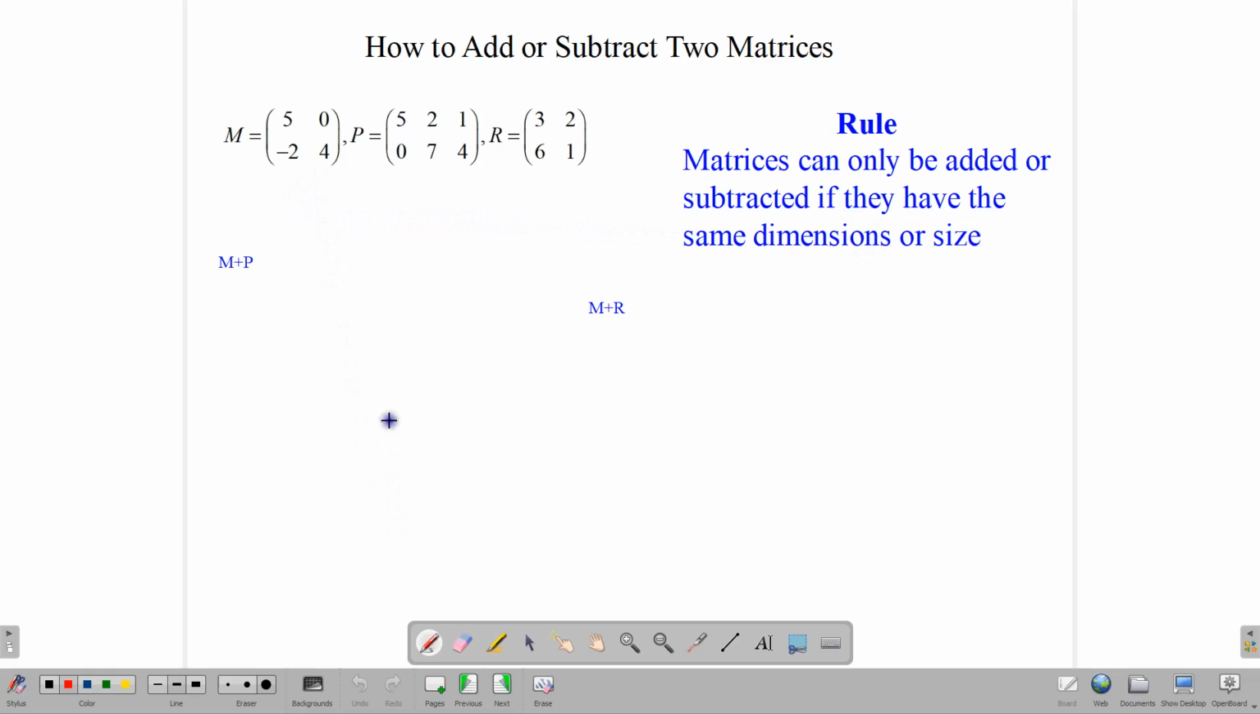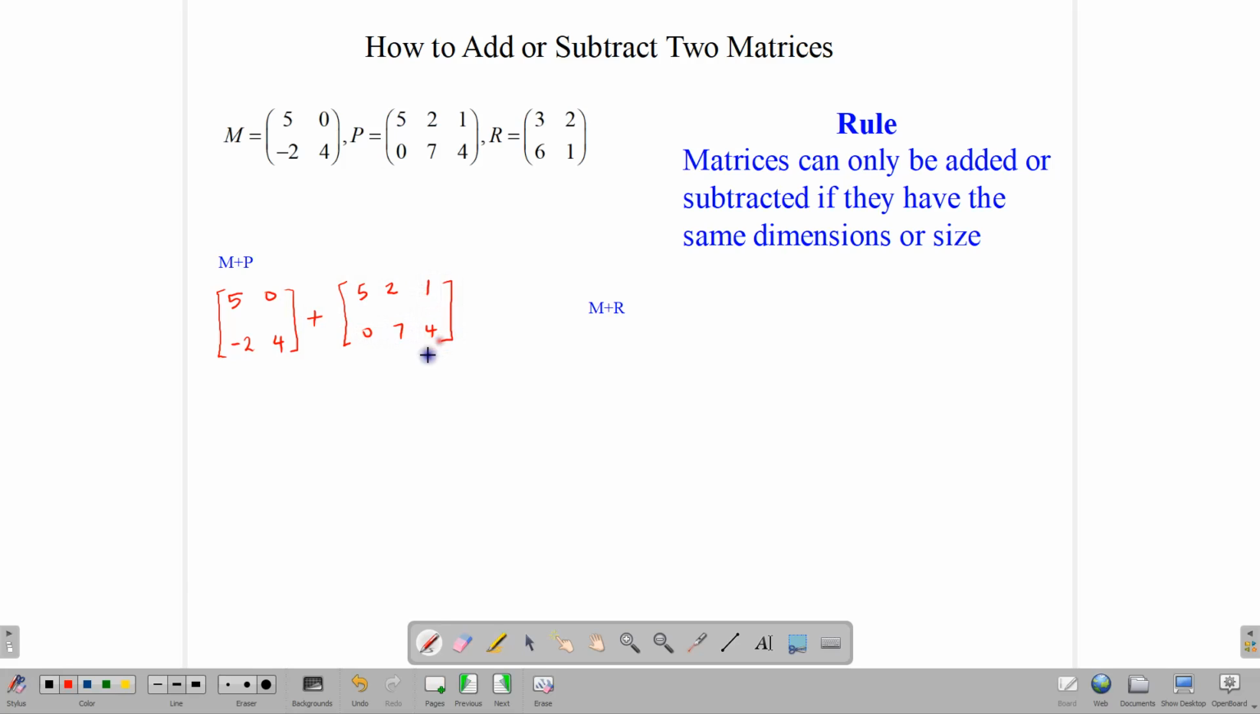So here we're going to try out some additions using M, P, and R. If we try to add M and P, when we add matrices, by the way, we add by their positions. I'll demonstrate that in a moment. So let's add M and P. M is 5, 0, negative 2, 4. So we put our 5, 0, negative 2, and 4. And we're going to add that to the matrix P, which is 5, 2, 1, 0, 7, and 4.